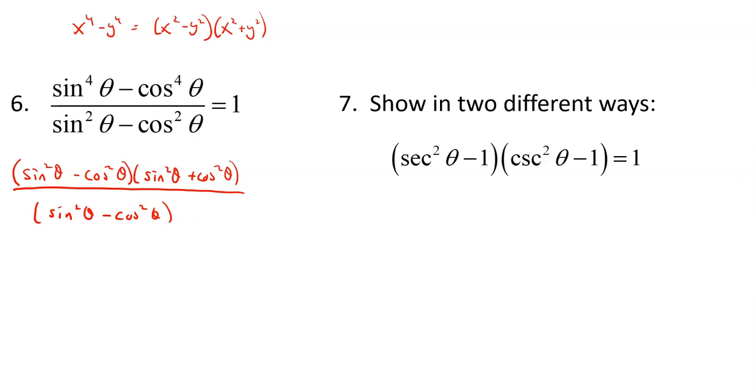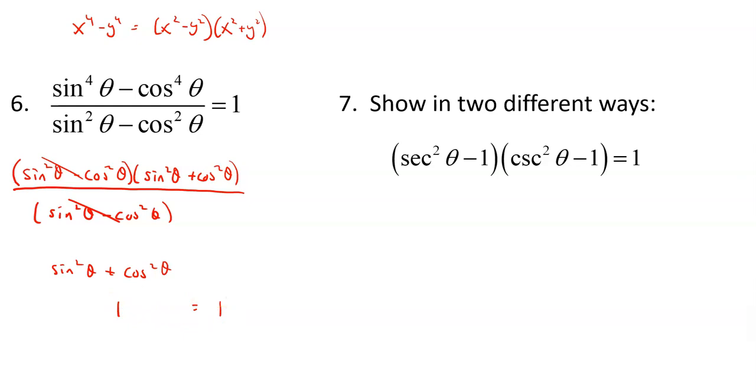Okay, well now I got the same term top and bottom, so I can get rid of that top and bottom, and I'm left with sine squared theta plus cosine squared theta, which is 1. And now the 1 on the left side, the 1 on the right side are the same.